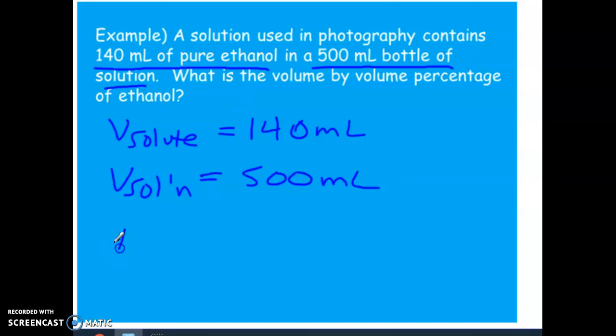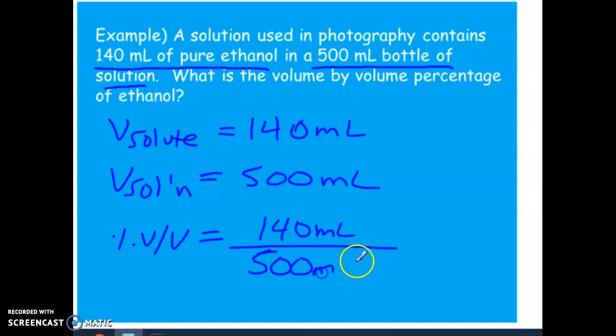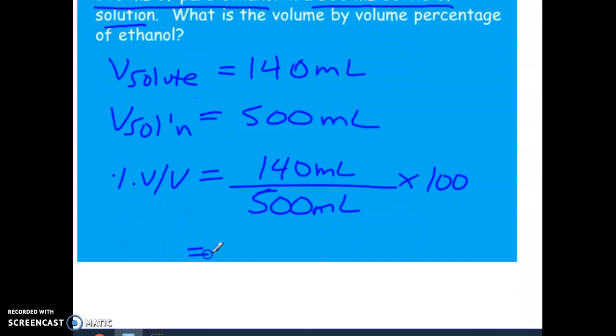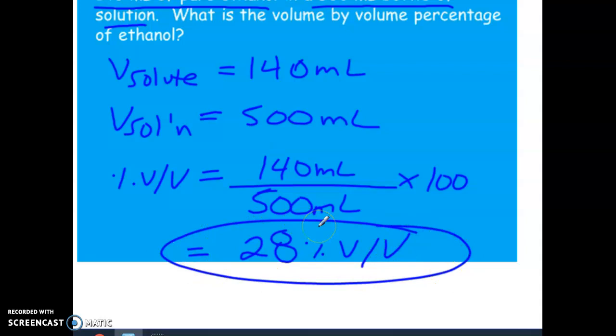So we want percent weight by volume. Pardon me, volume by volume. So the solute is always in the numerator. My solution is always in the denominator, times 100. So we have 140 divided by 500 times 100. So we get 28% volume per volume. Okay, so the units cancel.